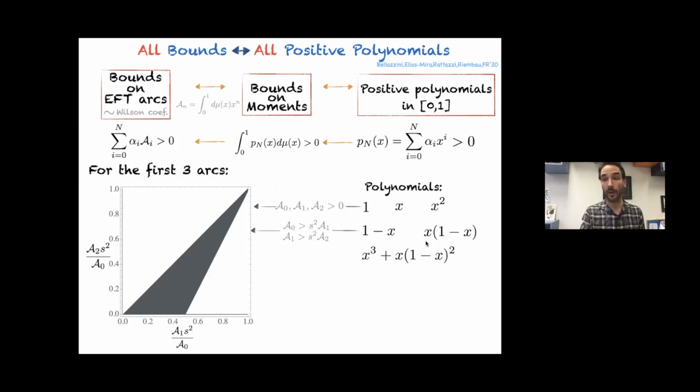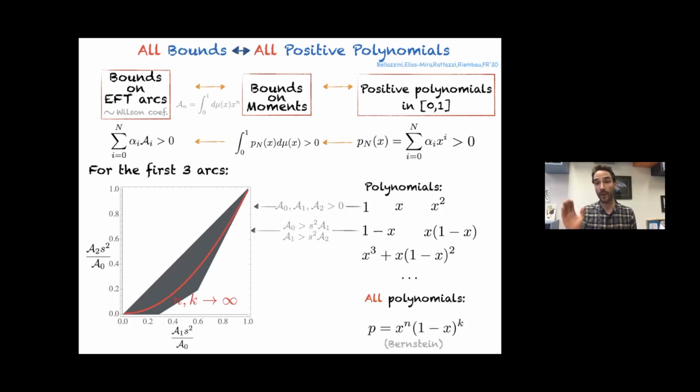We can design another polynomial by taking x cubed plus this piece in which the x cubed cancels out, and this excludes also this little triangle, and so on. And in fact, all polynomials of this type are captured by this formula. These are called Bernstein polynomials, just powers of x times powers of 1 minus x. This is the most general polynomial positive between 0 and 1. And when I include all of them, infinitely many of them, we find basically this curve. So the allowed region is basically in here.